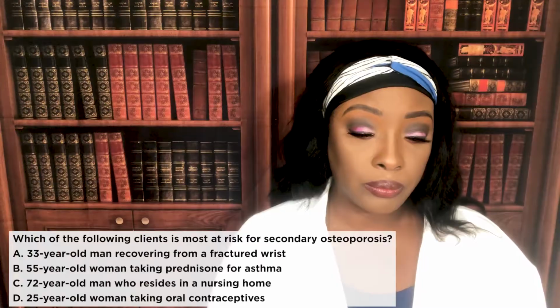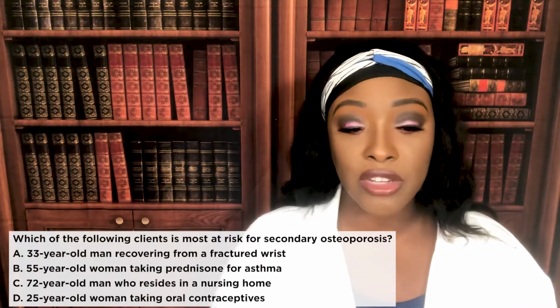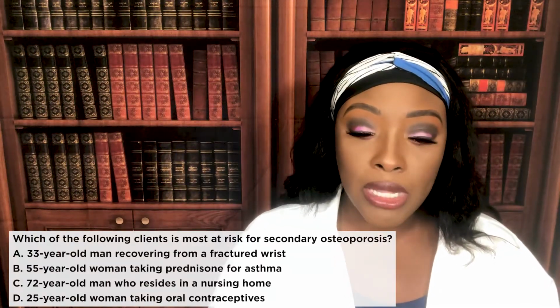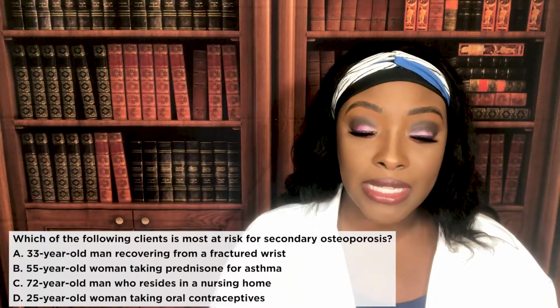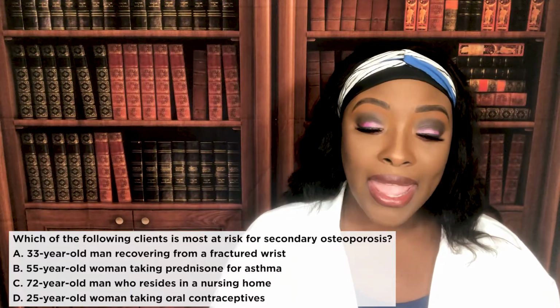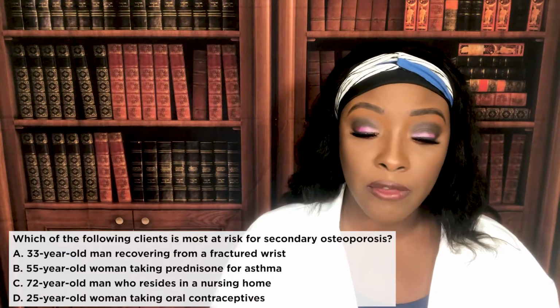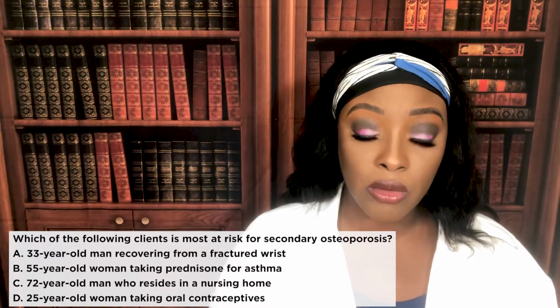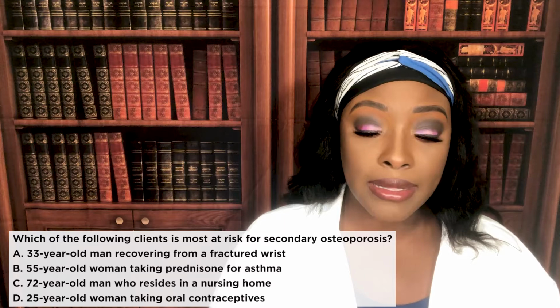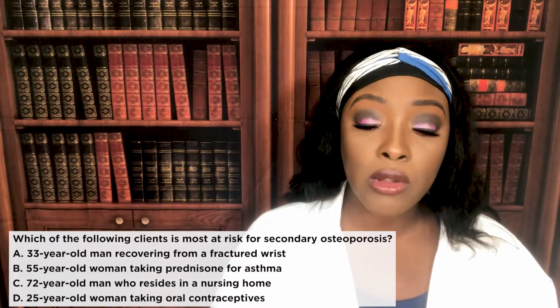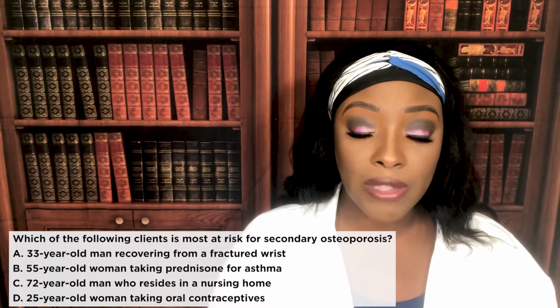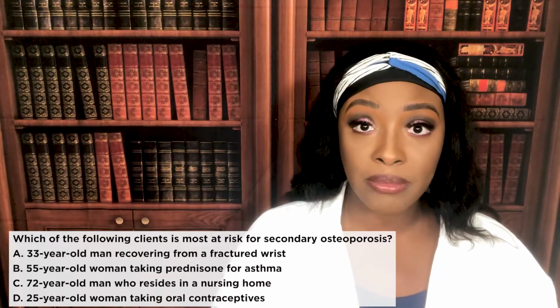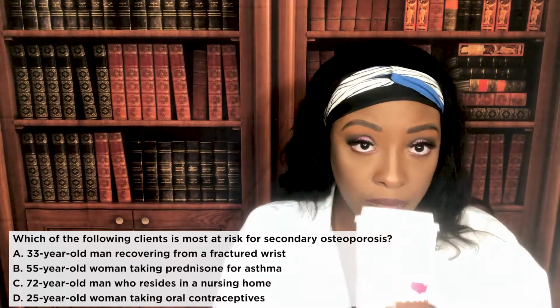Second question. Which of the following clients is most at risk for secondary osteoporosis? A, a 33-year-old man recovering from a fractured wrist. B, a 55-year-old woman taking prednisone for asthma. C, a 72-year-old man who resides in a nursing home. Or D, a 25-year-old woman taking oral contraceptives. And I'll give you a moment to think of the answer.